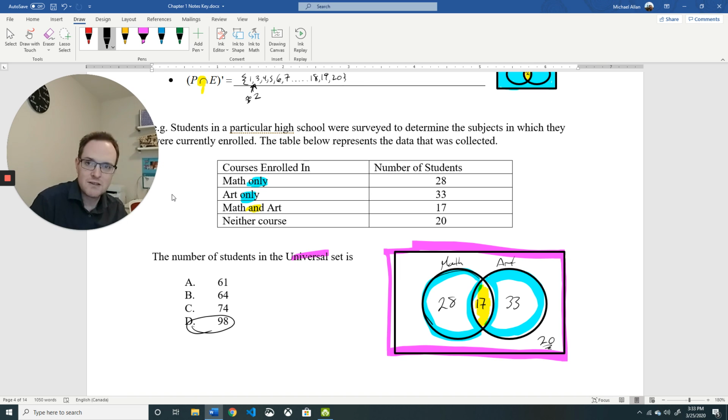So if I added some extra columns here just to fill in pieces, how many kids are actually taking math? Well, how many kids are actually taking math is the addition of these 2 spots, so 28 and 17. So 45 kids are actually taking math. How many kids are actually taking art? So I can add those 2 spots together and get 50 kids. So they could tell you that information instead, and they'll make the question a little bit harder to do.